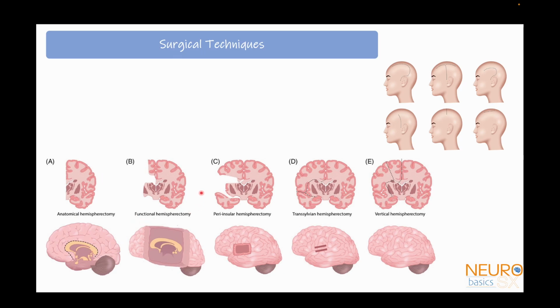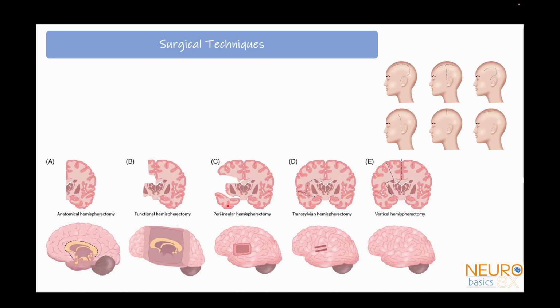Now, a very commonly done hemispherectomy is what is known as a functional hemispherectomy. In a functional hemispherectomy, you can see that there is a significant amount of resection which has happened. But some of this tissue on the same side is still left behind, but it has been disconnected. So that is a functional hemispherectomy. As we go on, less and less tissue is resected, and it's more and more about disconnection.